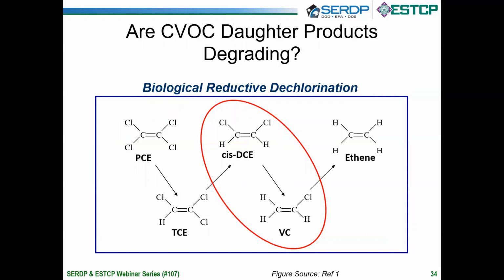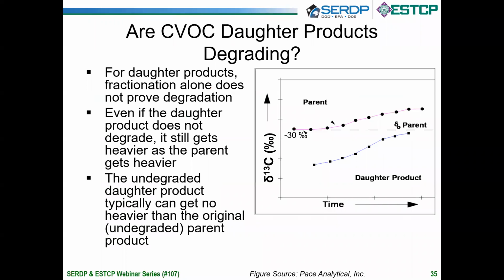Now, there's always interest among those that do work with solvents in daughter products. This is your typical reductive dechlorination pathway. And there are sites where we know there's cis-DCE stall, or you get accumulation of vinyl chloride. And often the question is, well, are these daughter products degrading? So essentially, if we look at this figure, and let's assume this is TCE and cis-DCE, for daughter products, isotopic enrichment alone is not necessarily evidence of degradation.